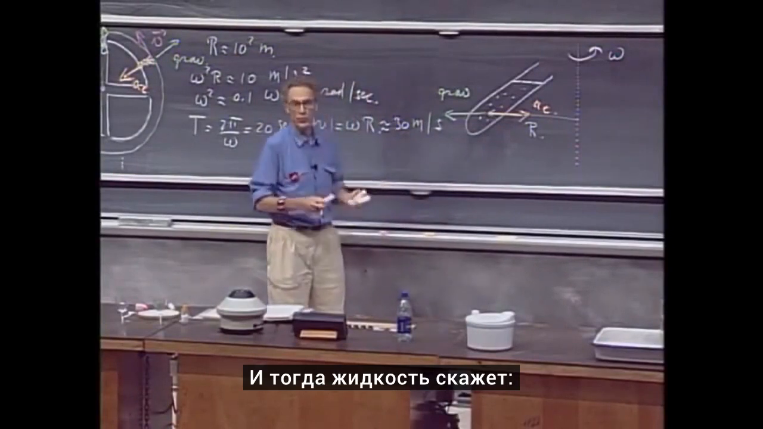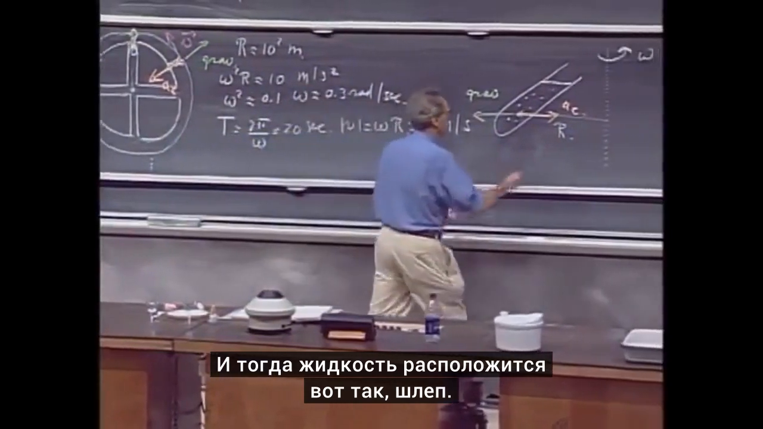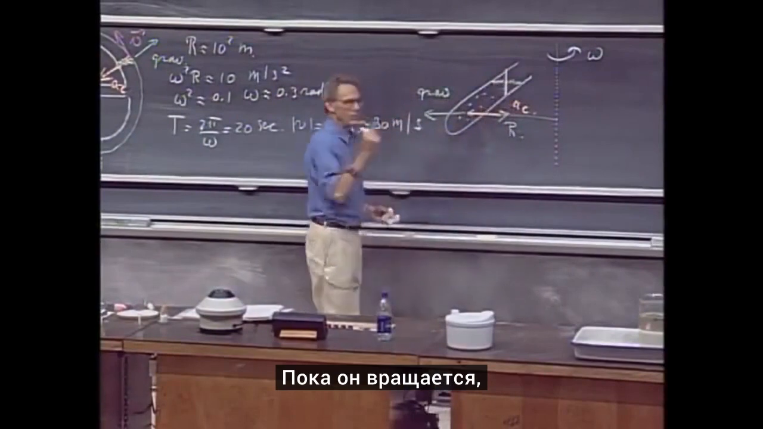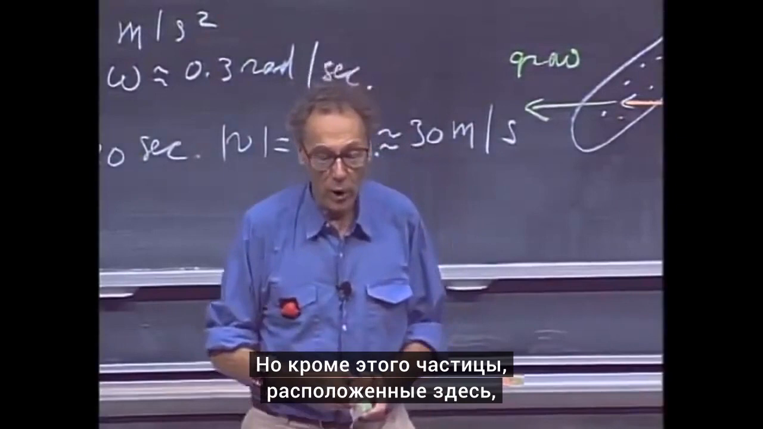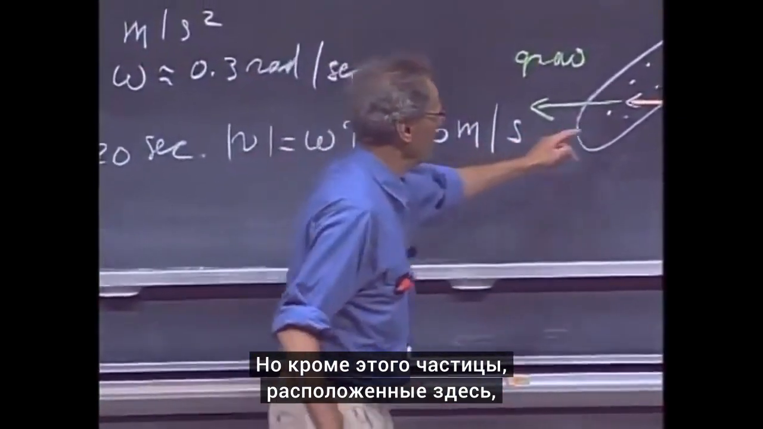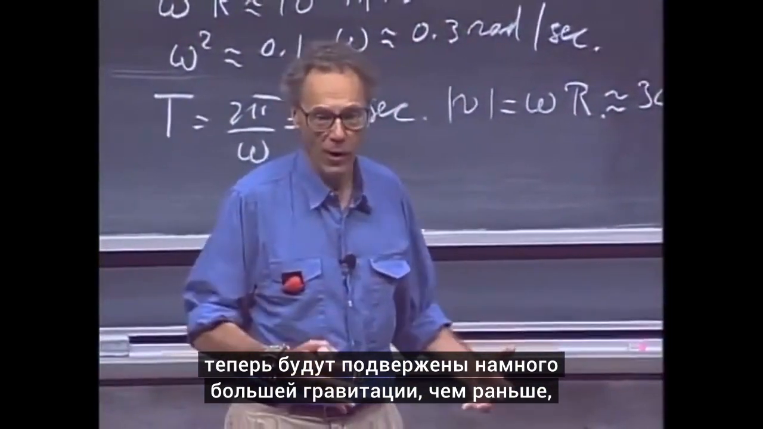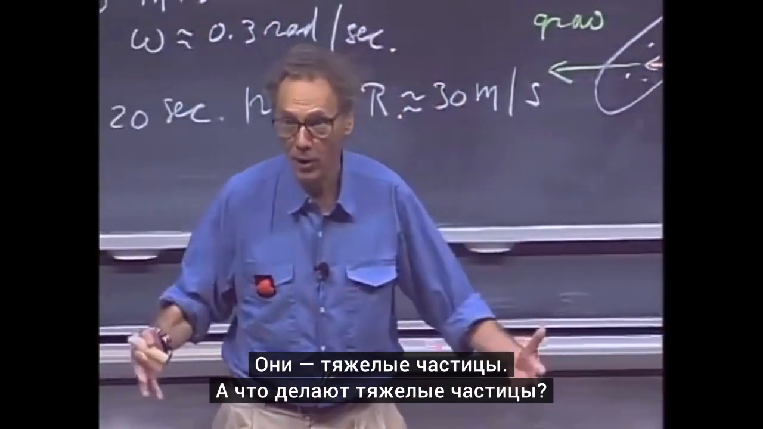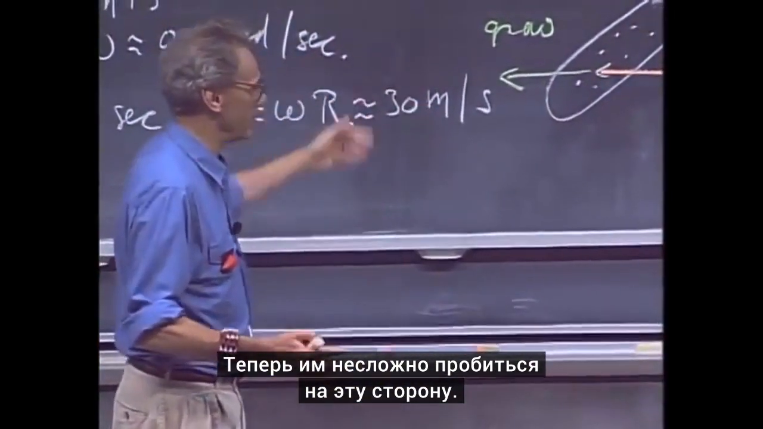And so the liquid will say, I'm going to be perpendicular to gravity. And so the liquid will go like this, clunk. While it rotates around, the liquid in this tilted tube will be vertical. But not only that, the particles that are here experience now way stronger gravity than they did before, so I have made them heavier. They're no longer light particles, they are heavy particles. And what do heavy particles do? They have no problems in making it to the side.